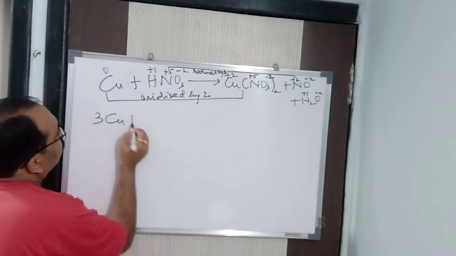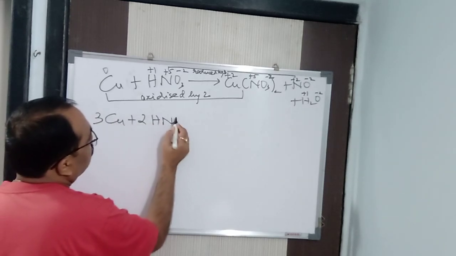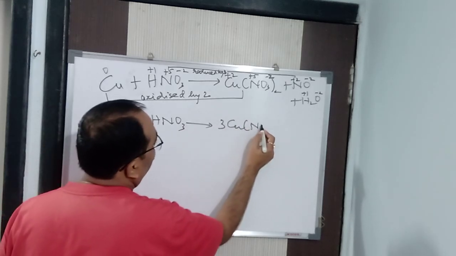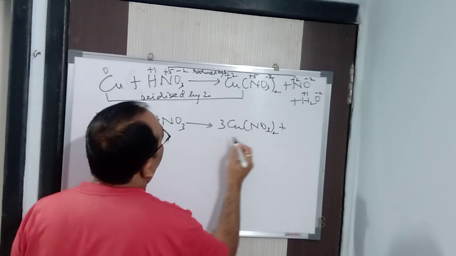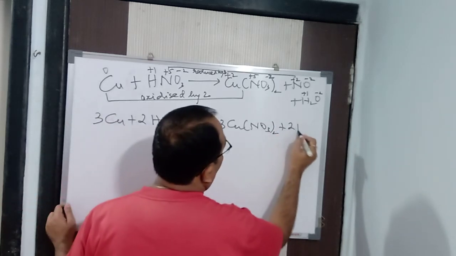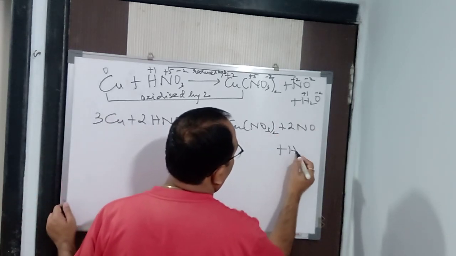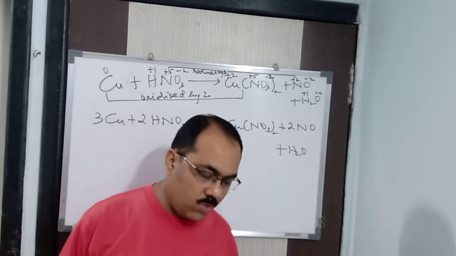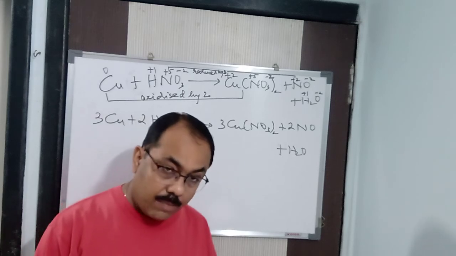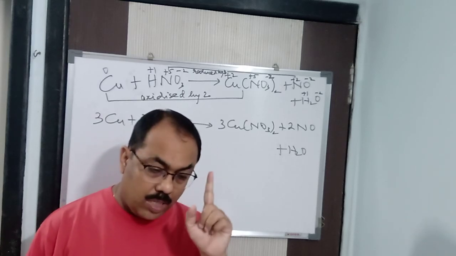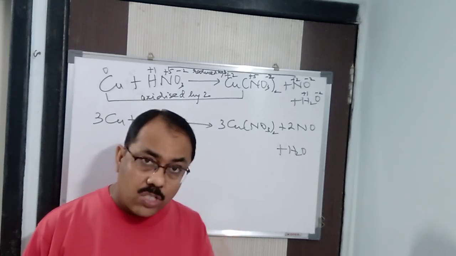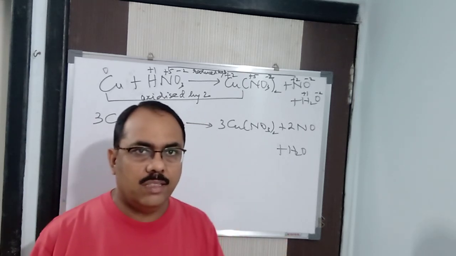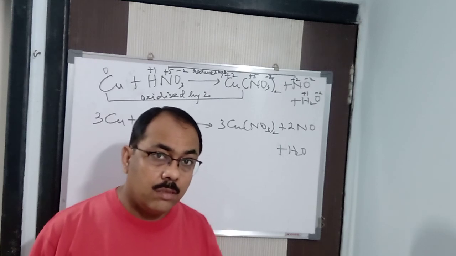So 3Cu plus 2HNO3 gives 3Cu(NO3)2 plus 2NO plus H2O. H2O we will leave because it is neither oxidized nor reduced. So generally we do that. But a very important point, keep in mind that by doing so you are balancing the equation. You are not disbalancing it. Got it?